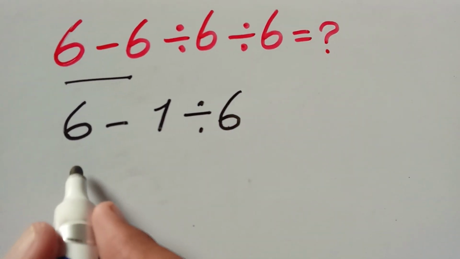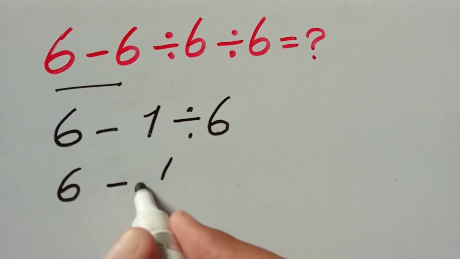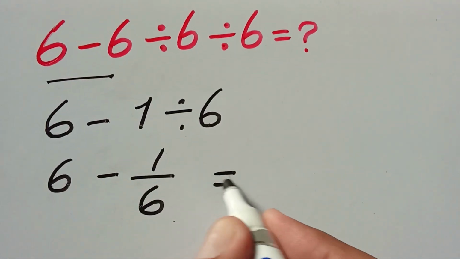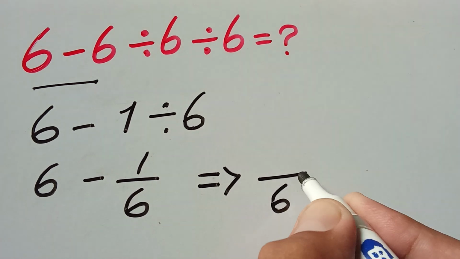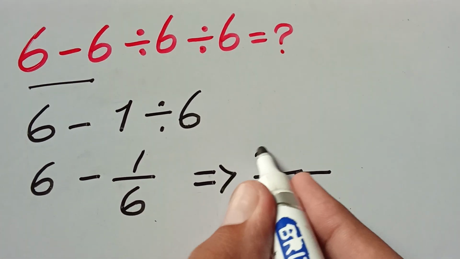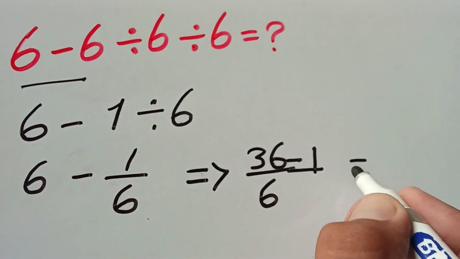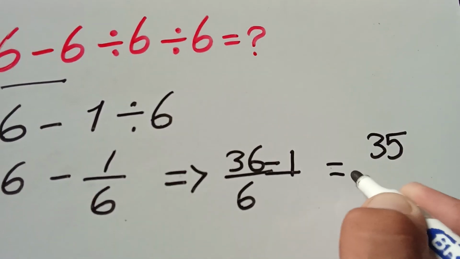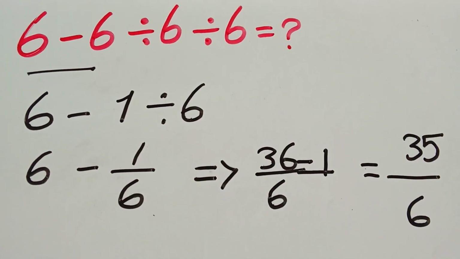Now here guys, I can write it as 6 minus 1 divided by 6. I can write it in this form. Now the LCM of this is 6. Now here 6 sixes are 36 minus 1. Now 36 minus 1 equals 35 divided by 6. Guys, this is the final answer of this expression.